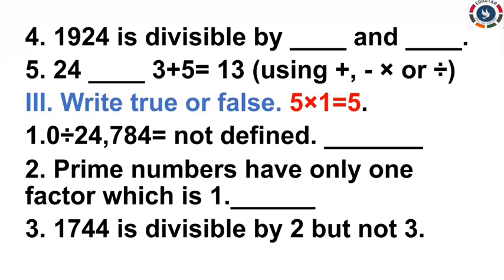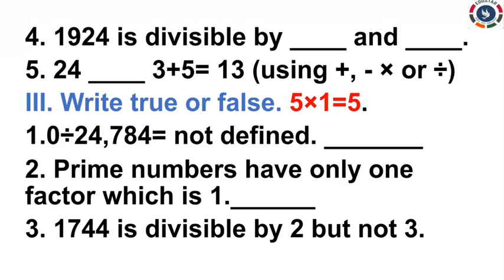Number 2. The prime numbers have only one factor, which is 1. What we have studied in the previous classes is that a prime number has 2 factors. But what is given here? Only 1 is given, so it is wrong. So it is a false answer.